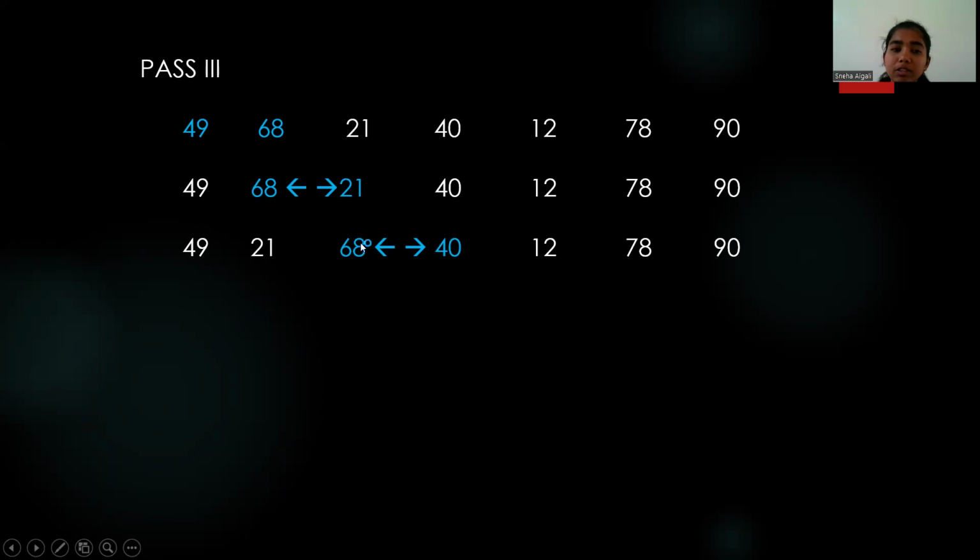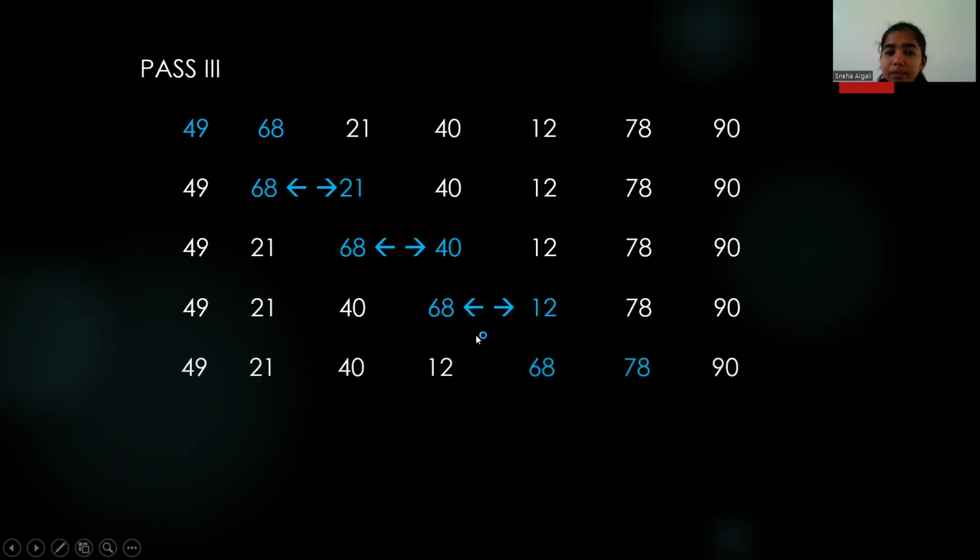Now we increment J and 68 and 40 are compared. Again, 68 is greater than 40, so 68 gets swapped with 40. See, 40 has come to A of J position and 68 has moved to A of J plus 1 position. Now 68 and 12 are compared. Since again 68 is greater than 12, 68 and 12 get swapped.